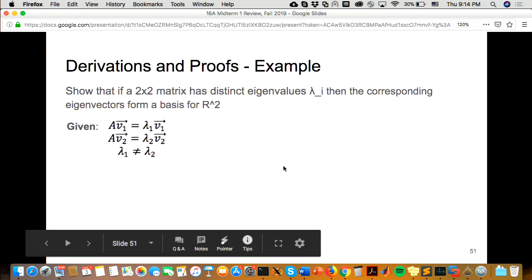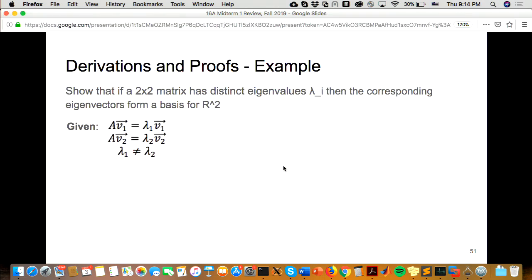So basically, this is the last part of the lecture, and then we'll go to actual problems. You want to show, and you already showed that in lecture, that a 2x2 matrix with distinct eigenvalues lambda 1, lambda 2 has eigenvectors that form a basis for R2. What does this mean? That I have AV1 equals lambda 1 V1, AV2 equals lambda 2 V2, lambda 1 not equal to lambda 2. This is in math exactly what the problem has given me. That's all the information the problem has given me.